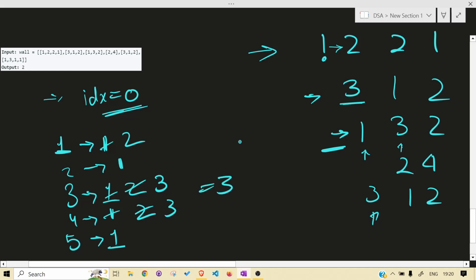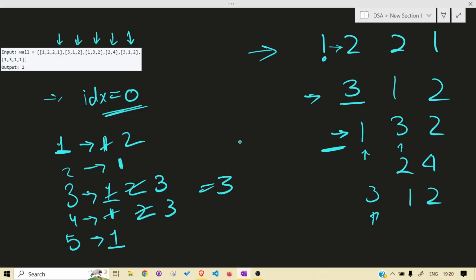How many rows do we have? 1, 2, 3, 4, 5. 1, 2, 3, 4, 5, 6. We have 6 rows. We are getting 3 max. Did I just mess up somewhere?